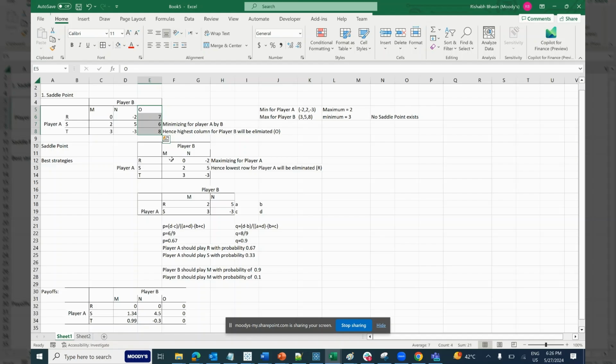Now we get this payoff table after trimming it. Now the strategy for player A is to maximize its profit. So the minimum out of these will be eliminated. From the leftover table, 0, minus 2, 2, 5, and 3, minus 3, we see that 0, minus 2 is the lowest. Hence we can safely eliminate 0, minus 2. Now we are left with 2, 5, 3, minus 3.